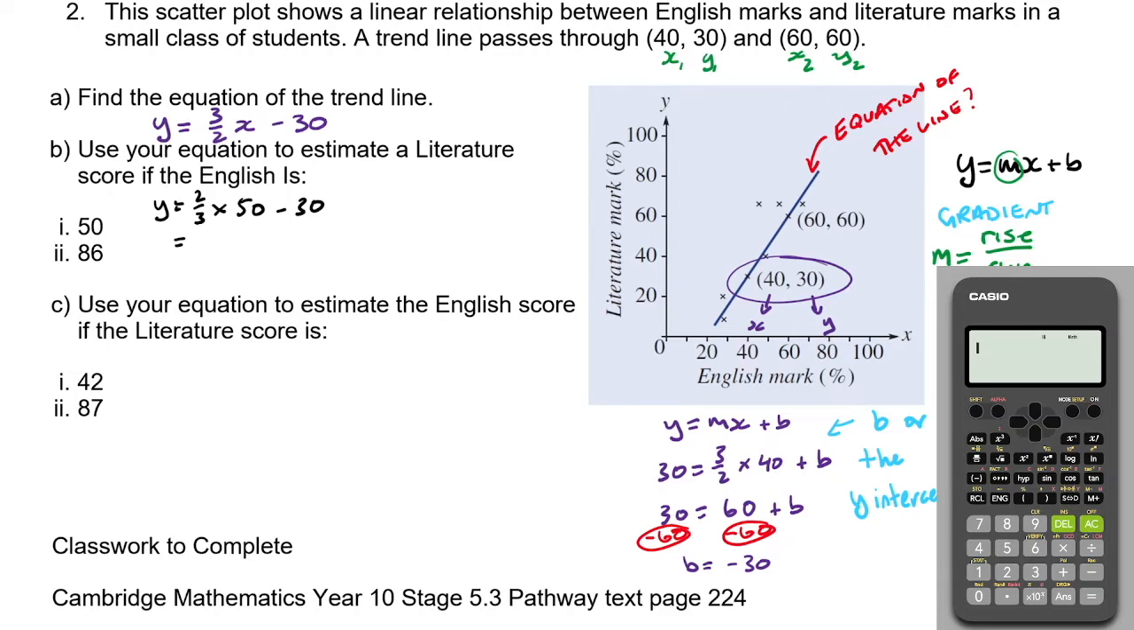So here's our calculator. Let's type that information in. So I'm going to start with my fraction, 3/2 times 50 minus 30. And we get 45. So should we get 50 in English, we estimate 45 for literature. We'll do the same thing for the other one.